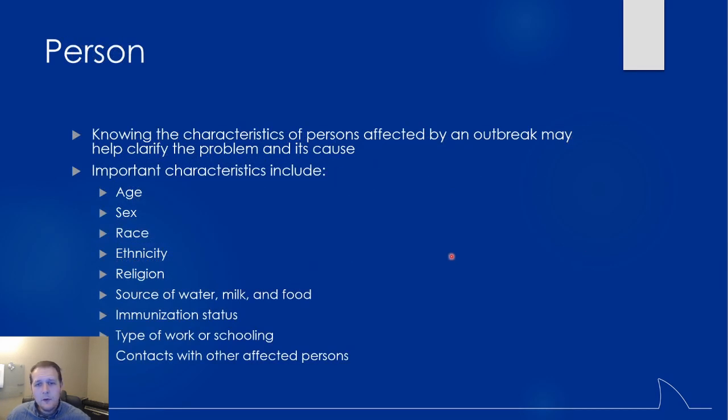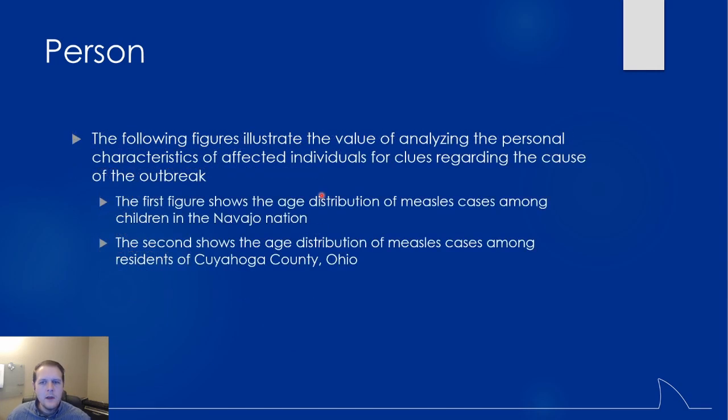Knowing the type of people who are being affected here is also very useful to help clarify the problem. Looking at different things like their age, ethnicity, religion, all these things can be important because it could be influencing the type of exposures they have, the type of places they go, the type of people they interact with, and can really help to define the scope of the problem potentially. So I'll show you a few figures here, for instance, that show the value of analyzing personal characteristics of people that are exposed or that contribute to an outbreak.